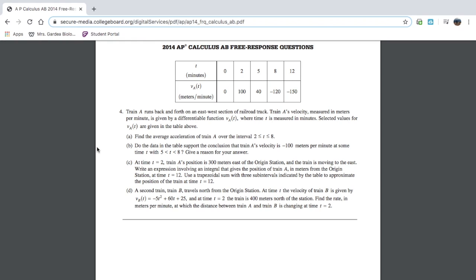Hey guys, today we're going to be doing the 2014 AP Calculus AB free response question number 4, which relates to Riemann sums. So let's just get into it.